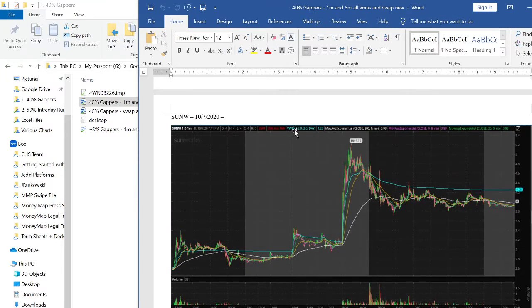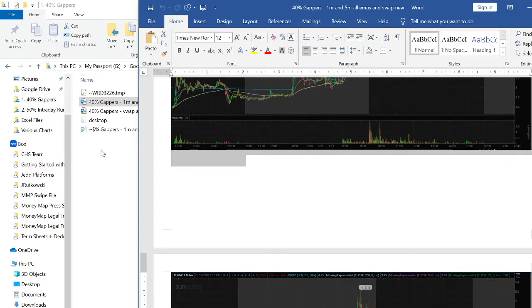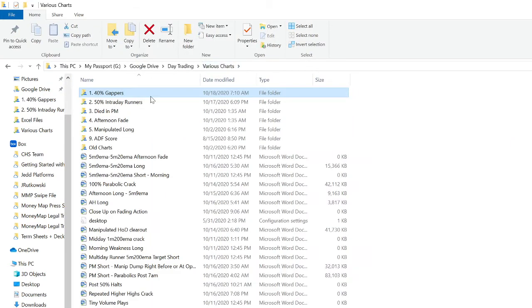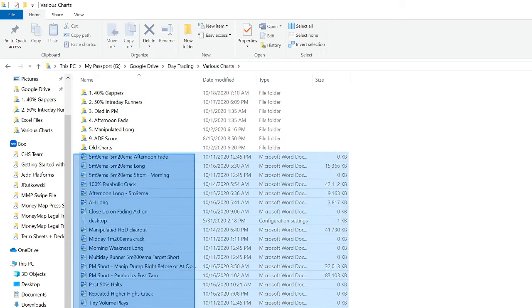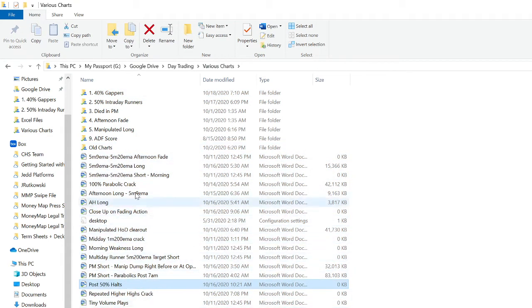Say I think the Sun W play is really interesting. I can copy and paste these two charts and then put it into subfiles of plays that I'm looking at. So all these files right here are potential setups that I'm studying and watching and trying to learn, and I'm always getting new ideas every day. Sometimes you find things that are super useful, sometimes you don't.